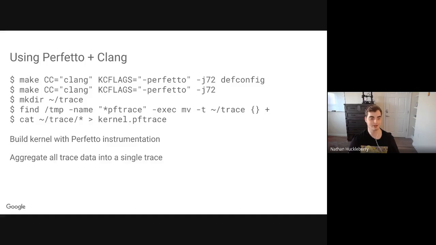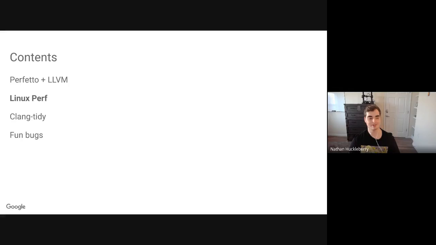And then this is what I was using to generate those large, full kernel invocation traces. So I just build the kernel with -perfetto passed to every Clang invocation, and then I move all of the trace files to a single directory, and then I cat all of the trace files together into one big trace. And then you just load that into the Perfetto UI. So again, if you want to do this yourself, just go look at my slides. So that's Perfetto plus LLVM.